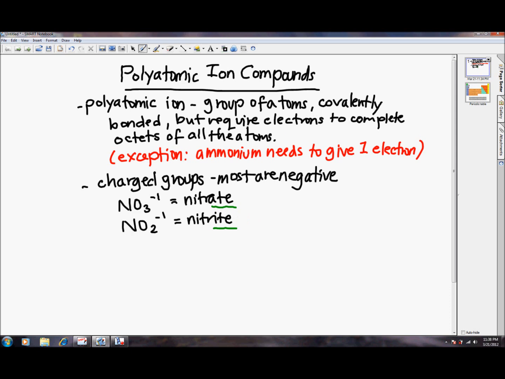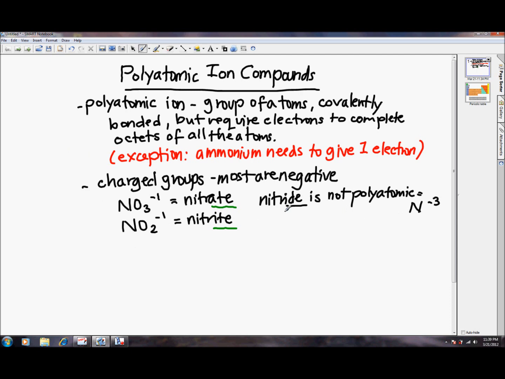Nitride is not polyatomic. That's N -3. So this is where it tends to get a little bit confusing. You have nitrate and nitrite, and then you have nitride. And these are completely different ions. You have to be really careful not to get them mixed up with each other.